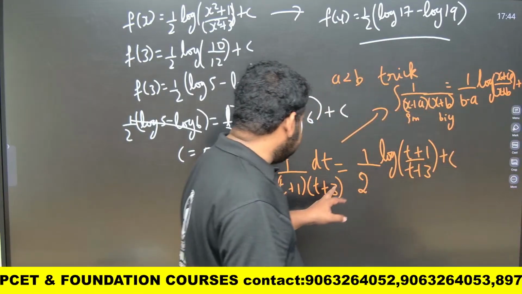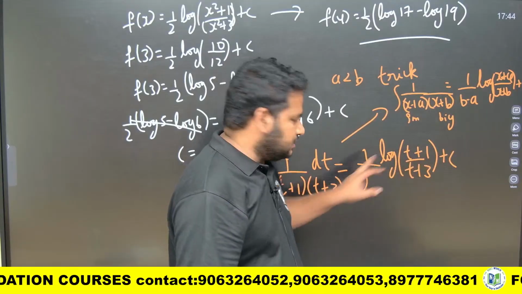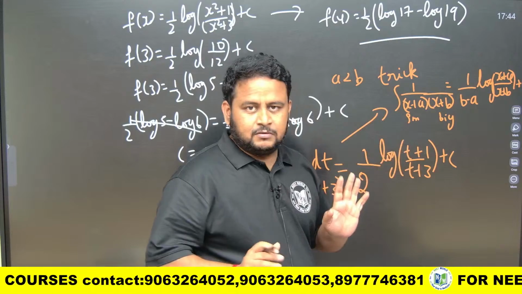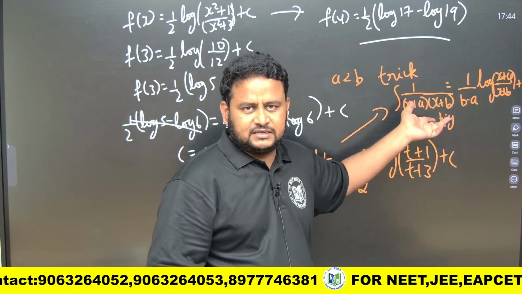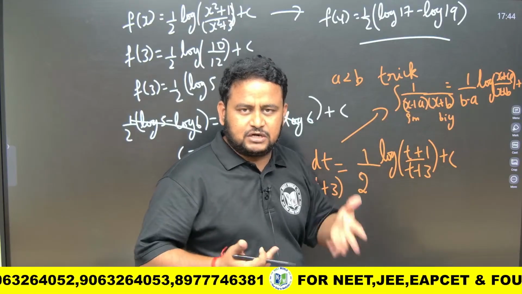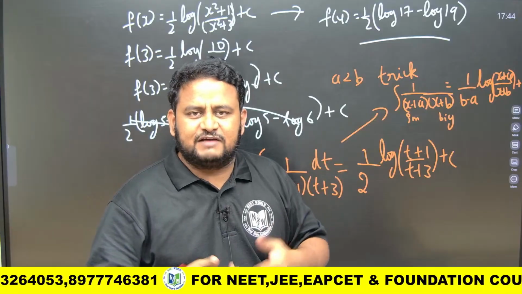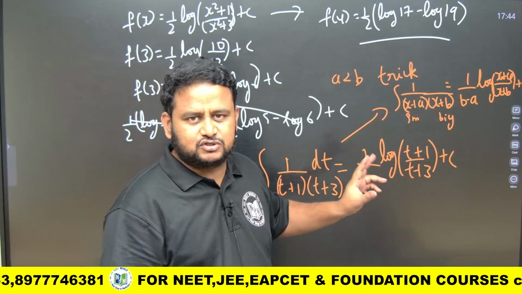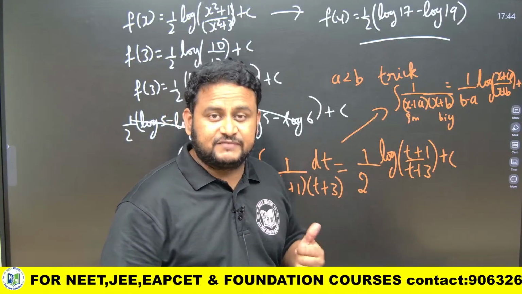This is 1 by (3 minus 1), which is 1 by 2, log of the smaller value t plus 1 by the bigger value t plus 3, plus c. Then I have F of x, I can find F of 3, and I will get c is equal to 0. When c is equal to 0, I can find F of 4 very easily. This would have saved me at least 2 minutes.